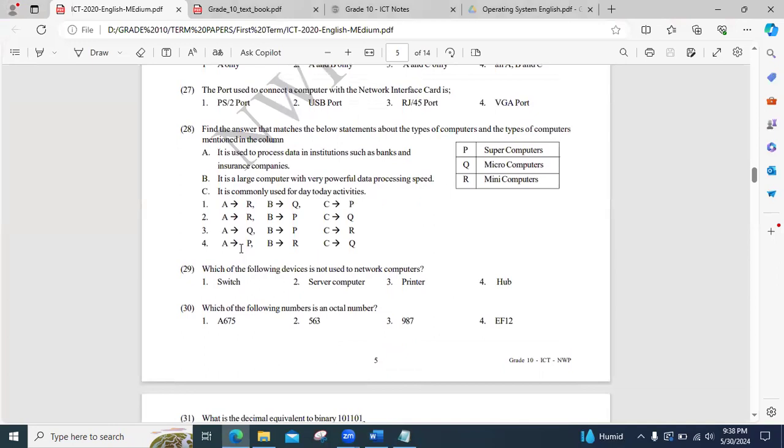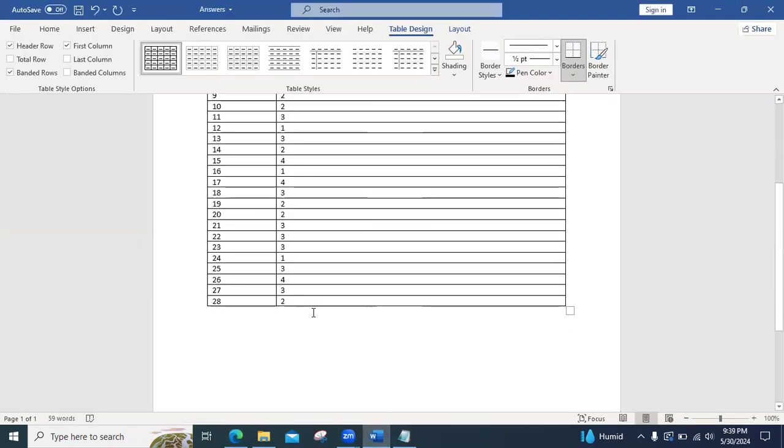Next question: which of the following devices is not used in a network of computers? Switch we can use, server computers we can use, hub we can use. Then printer, that is not sure, so the printer can be the answer. So the 29 answer is 3.